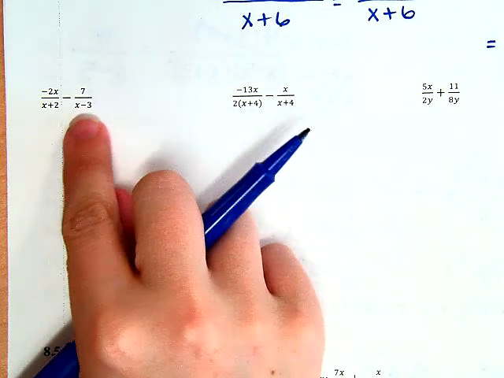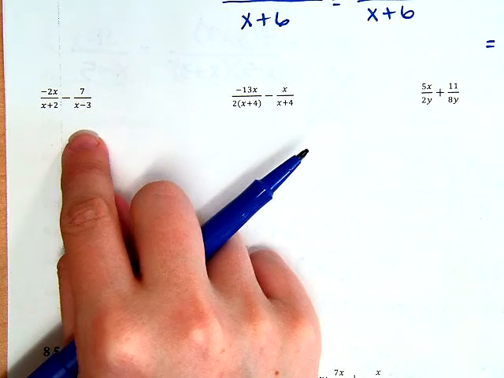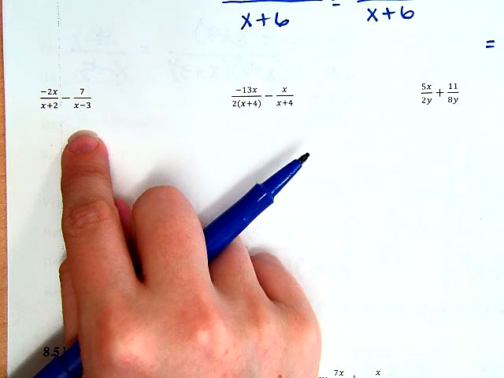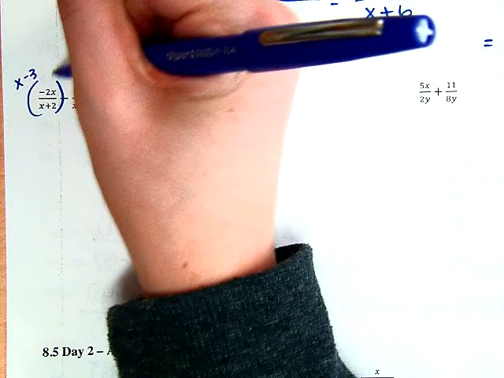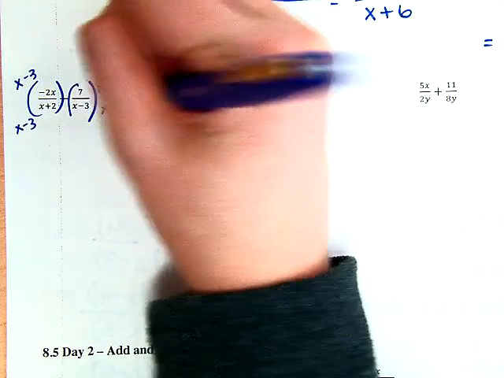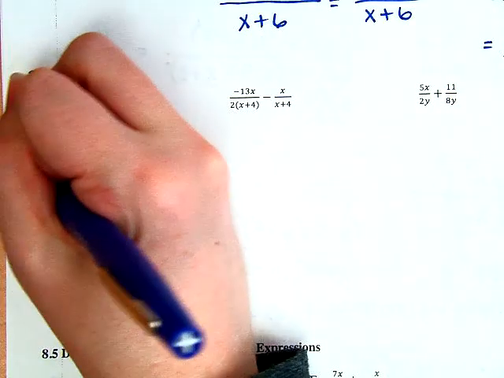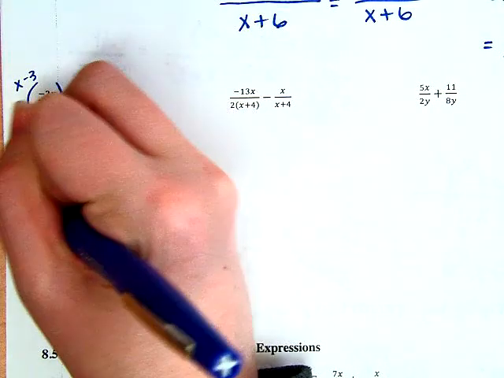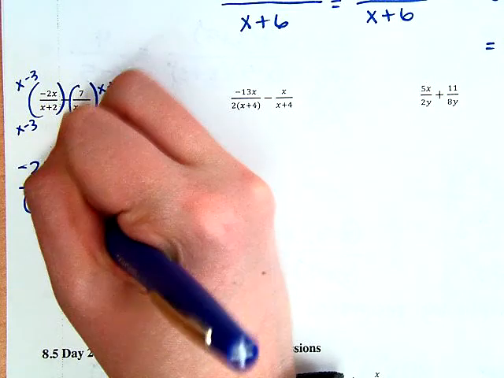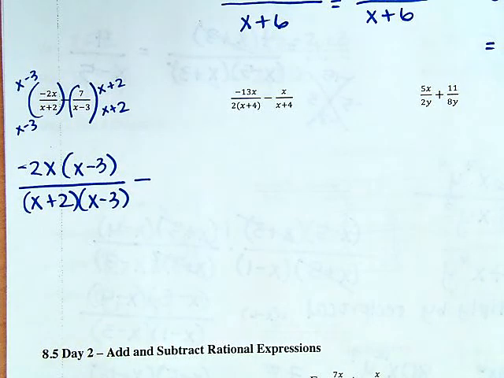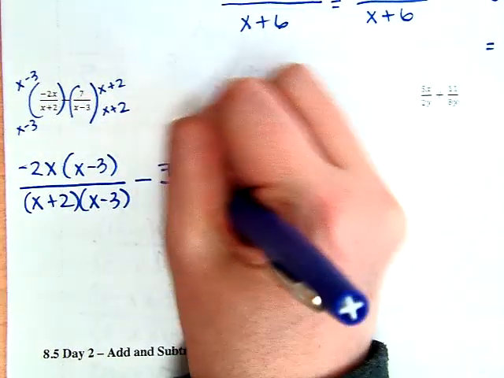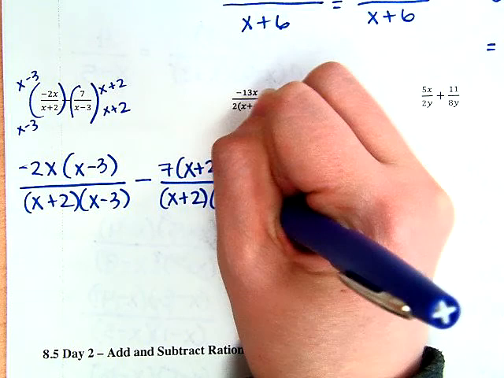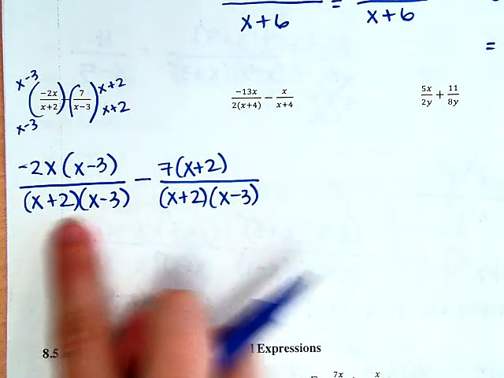Next one, I don't have a common denominator, so I have to make one. And when you see them like this, basically what you're going to do is FOIL them together. But we're not actually going to FOIL them. So this whole thing is going to be multiplied by x minus 3 and x minus 3. This whole thing is going to be multiplied by x plus 2 and x plus 2. So I really have negative 2x times x minus 3 over x plus 2, x minus 3, minus 7 times x plus 2, that's this side, over x plus 2, x minus 3. Now we actually have a common denominator.